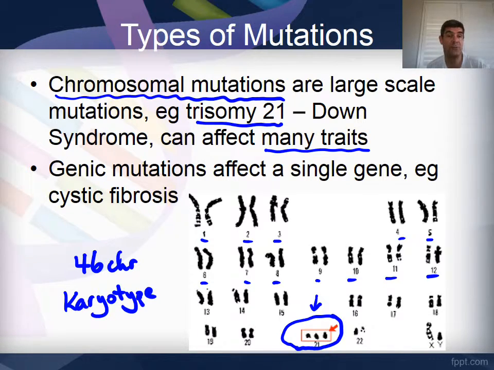Now, mutations don't have to occur at the whole chromosome level. They can occur just at the gene level, so-called genic mutations. These are the ones that just affect a single gene. An example of this is cystic fibrosis, a gene that is related to the production of mucus in the lung cells, so the cells that line the lungs.